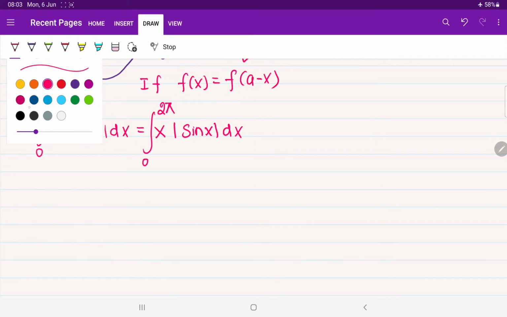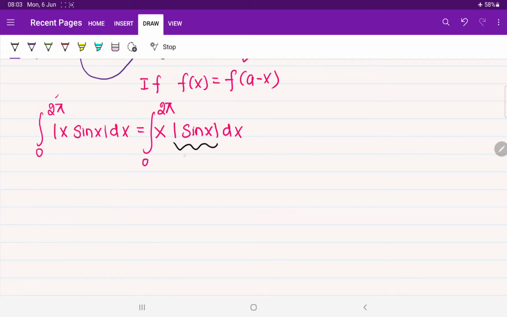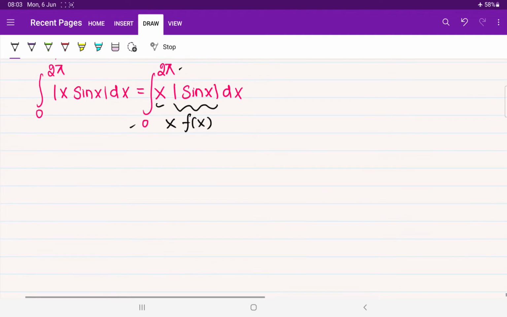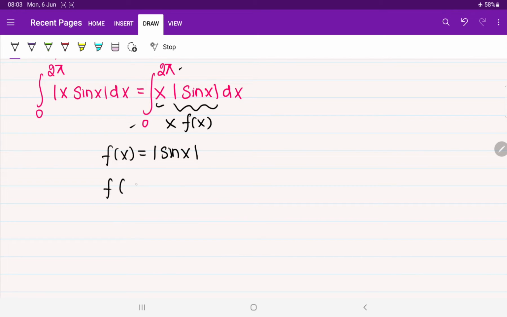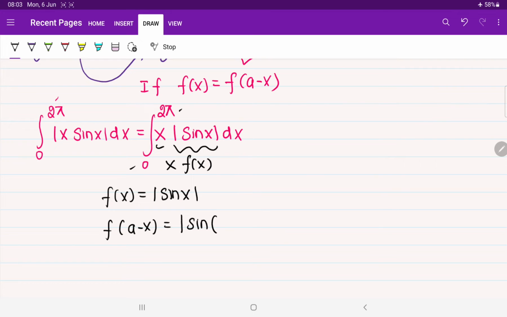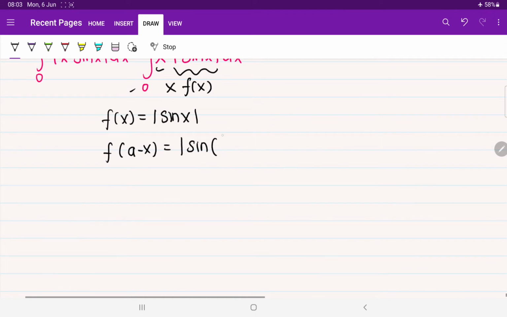Now if you observe the resultant expression carefully, this can be treated as f of x and this is x. So the limit is 0 to a of x into f of x into dx. If you are observing this type of function, you can cross check. Take f of x outside. F of x is defined as mod of sin x. What I asked you is to cross check the f of a minus x value. So mod of sin, in place of x, I have to replace a minus x. Here the value of a is 2 pi, so this can be written as 2 pi minus x.